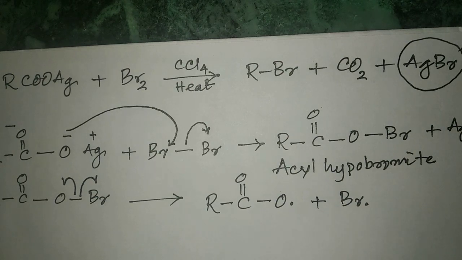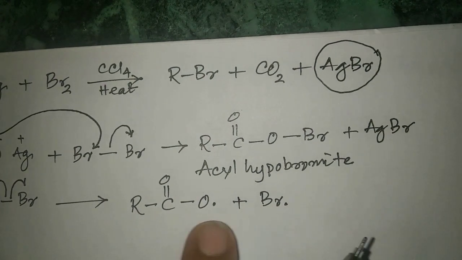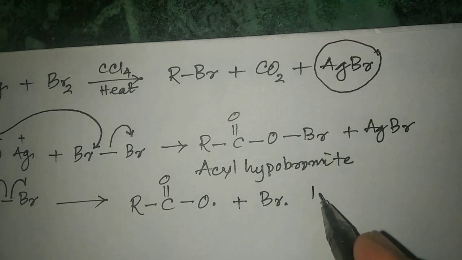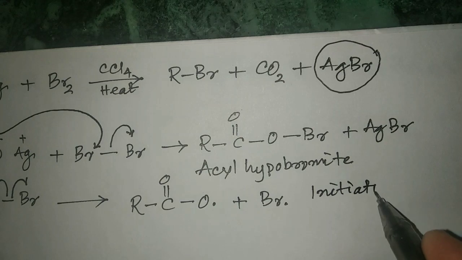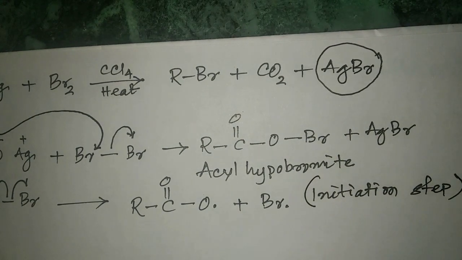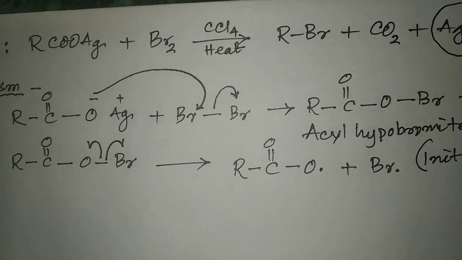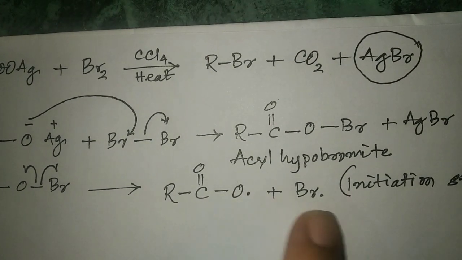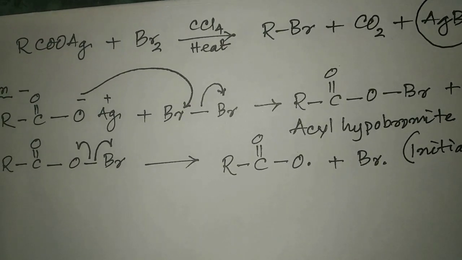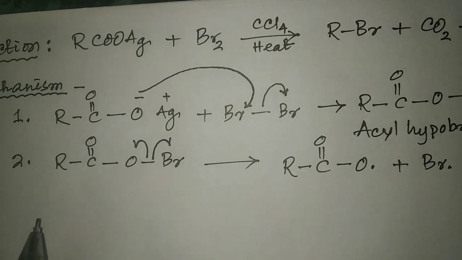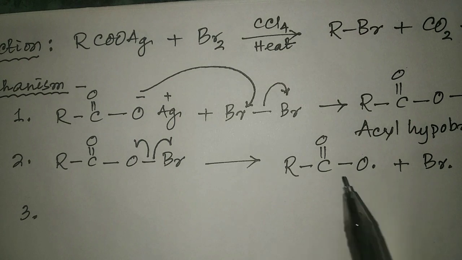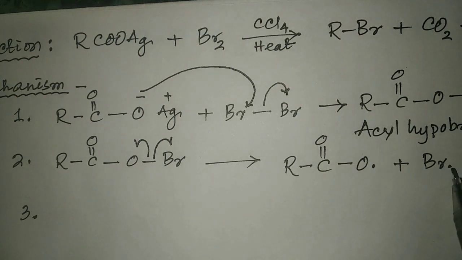As this step involves the formation of free radicals, these free radicals will initiate the reaction. That's why this step is called the initiation step. After this initiation step, where these free radicals have been formed, they will propagate the reaction. In the next step, we have the acyloxy free radical and the bromine free radical.